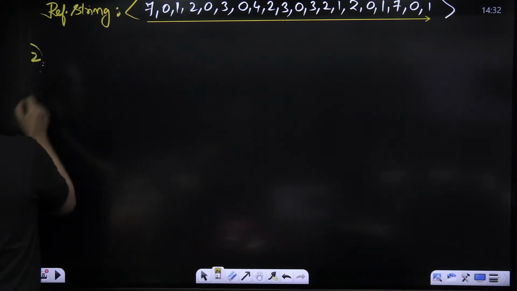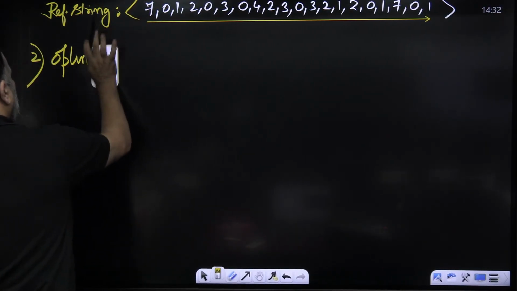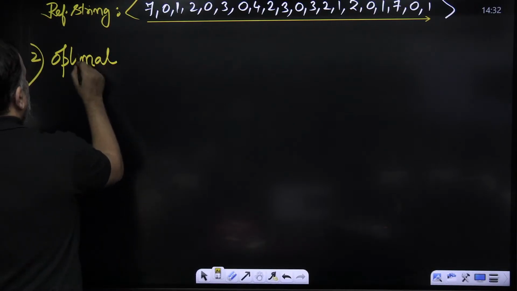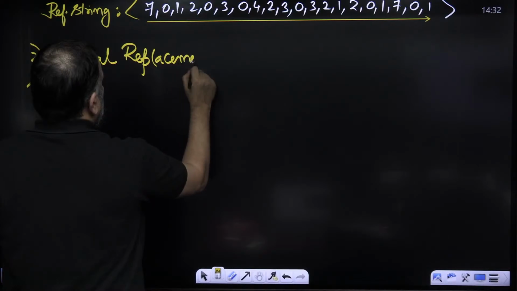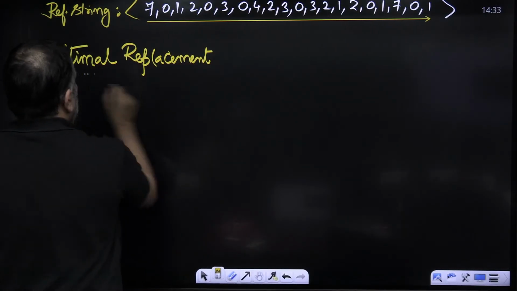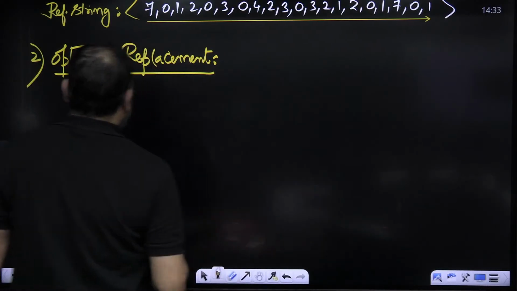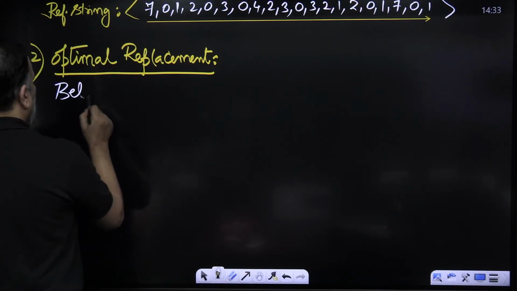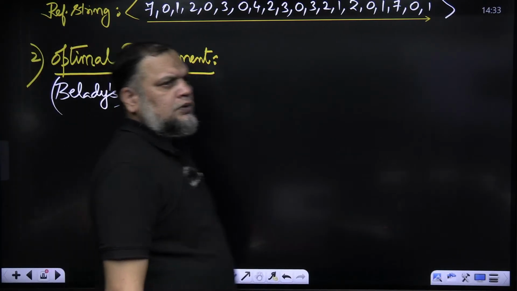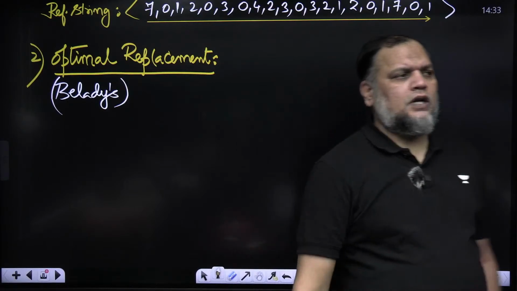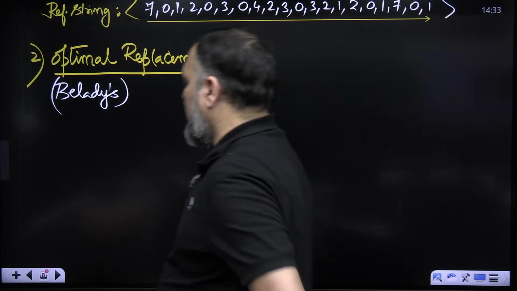The second one is called optimal replacement. This optimal replacement algorithm was proposed by the same person, Belady, and hence it is called Belady's optimal replacement. Optimal, as the name implies, is going to generate the least page fault rate. सबसे कम page fault rate generate करेगा.